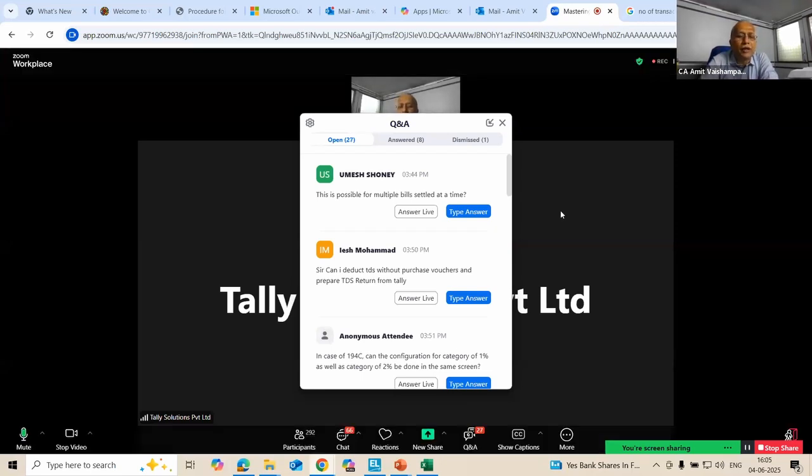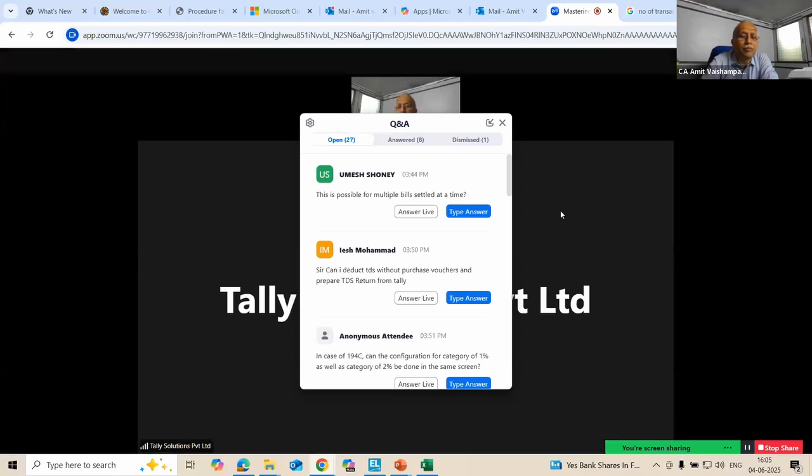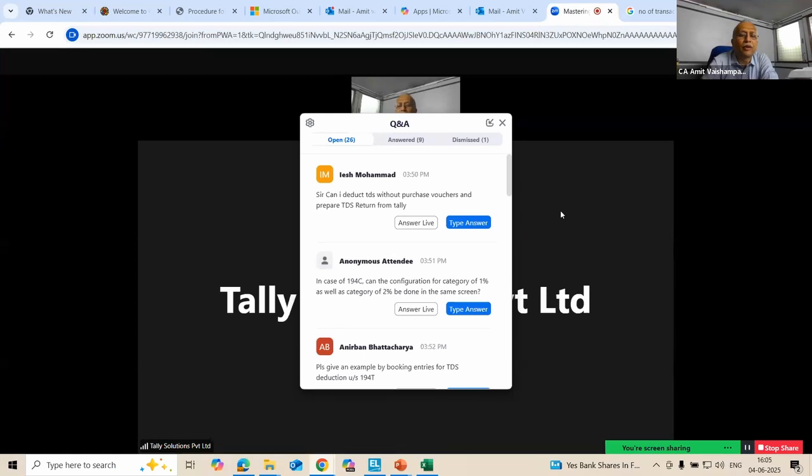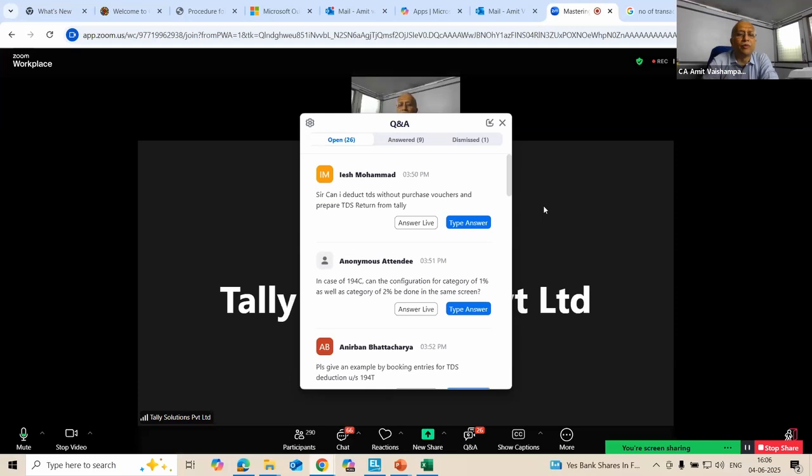Mohammed asks, sir, can I deduct TDS without a purchase voucher and prepare the TDS return from Tally? I have not understood this. How will you deduct purchase TDS without a purchase? Either you have to pass a journal entry or a purchase entry, right? How will the system know? Madam, I have not understood this question from Mohammed. We can park it for the time being and move forward because we have many open questions.